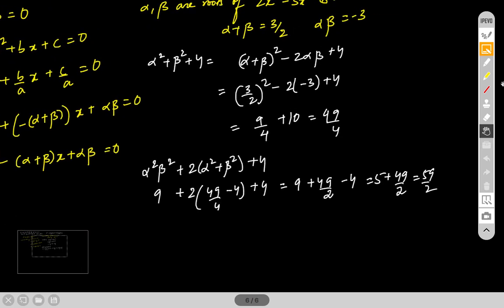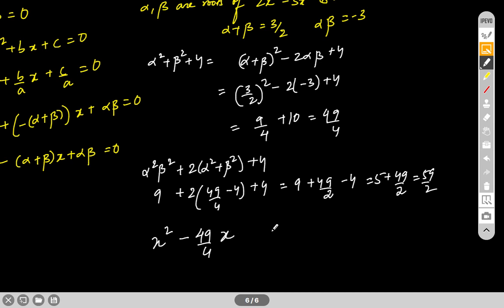So your desired answer would be x square minus 49 by 4 x plus 59 by 2, which is nothing but 4x square minus 49x plus 118 equal to 0. So what you do is you bring all of the product and the sum in terms of the known values, the ones that we already know, and substitute.